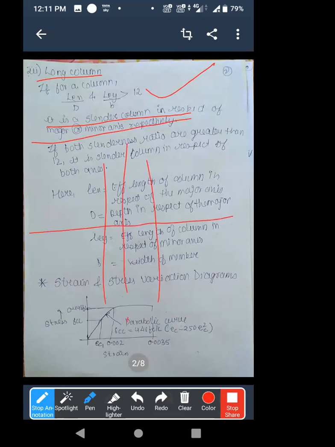What is the long column? A long column is nothing but the vice versa of the short column. If LEX upon D, that is the slenderness ratio, is greater than 12, it is known as the long column. The slenderness ratio is with respect to the major or minor axis respectively. Means this is the major axis, this is the minor axis.